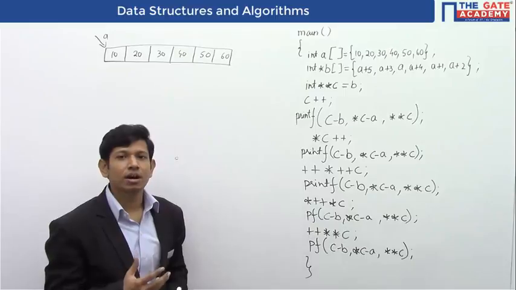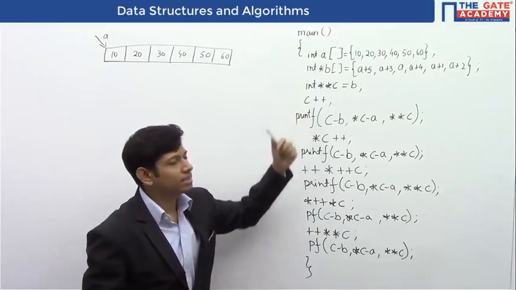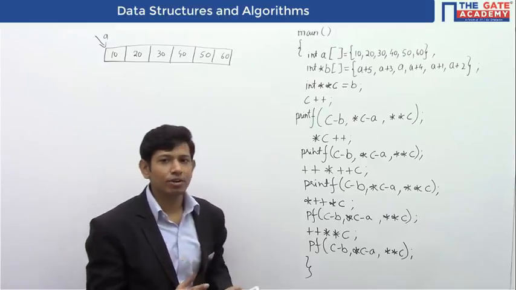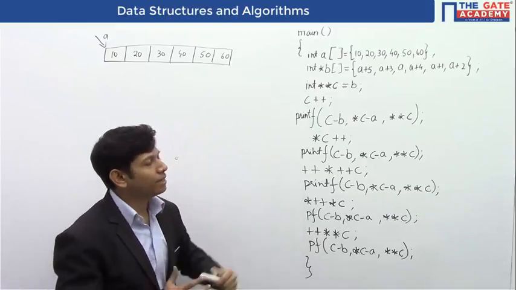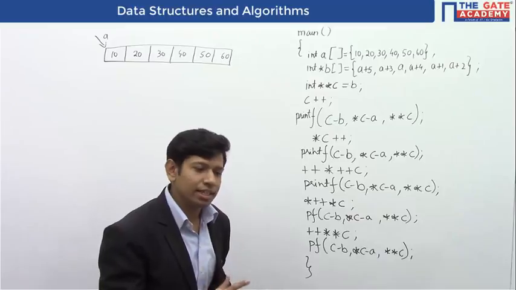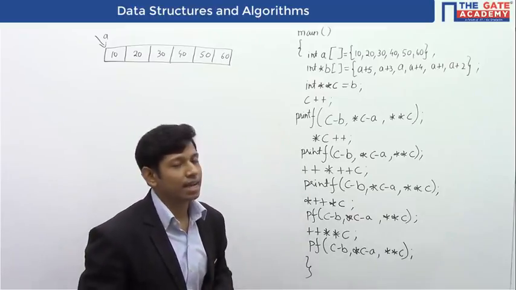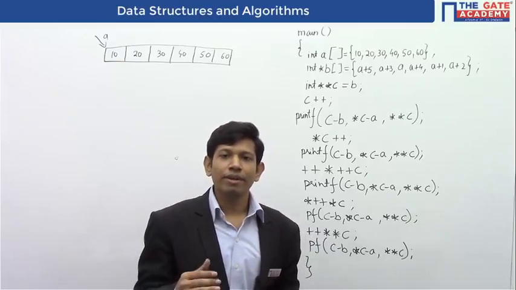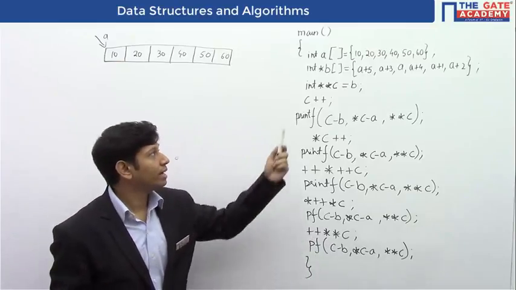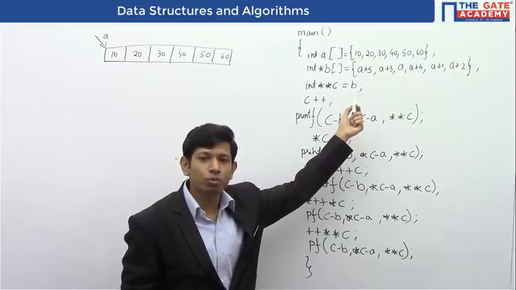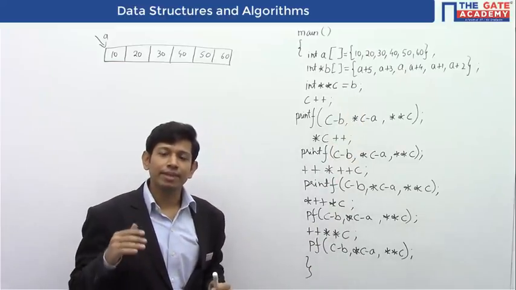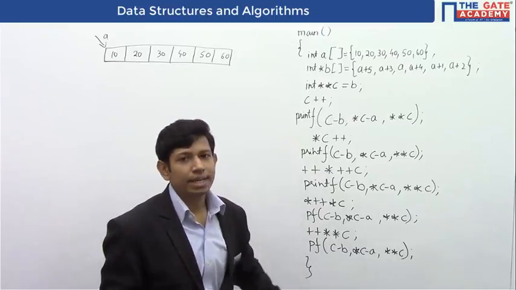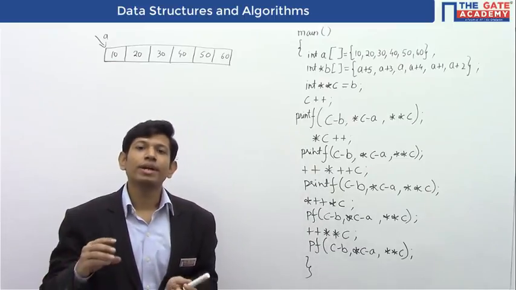What does this int star mean? Star means that it is an array of pointers. And what does int mean? Int means that when we reach the data stored in the locations pointed to by these pointers stored in this array B, the data there is integer type. That means B is an array of pointers to integers.